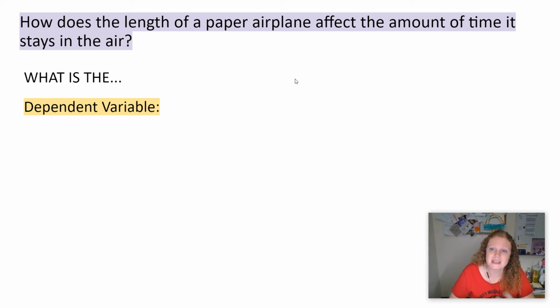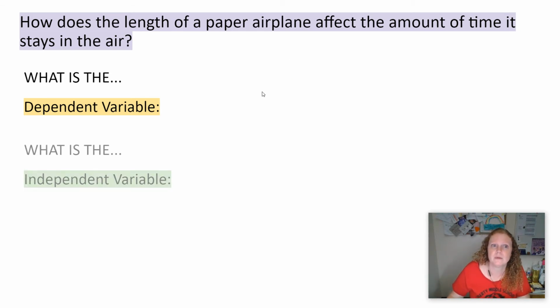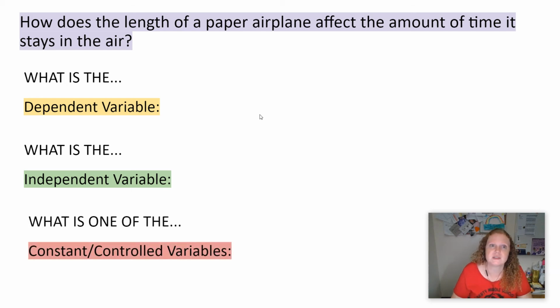So the dependent variable, the data I'm taking during the experiment, is the amount of time it stays in the air. That's my data, dependent variable. Independent variable was the thing I got to decide, and that was the lengths of the airplanes. I set it up ahead of time. And then the constant variables are everything else. You don't find them in the question, but they're really important.